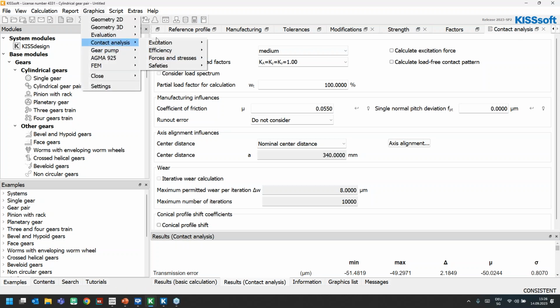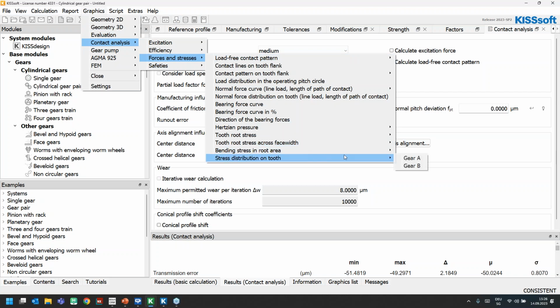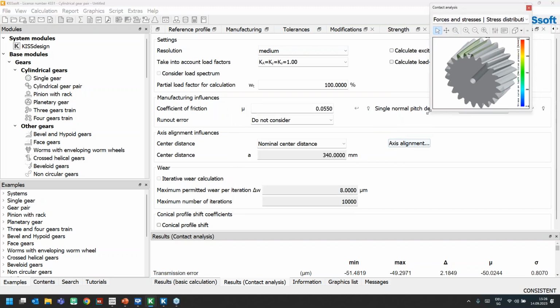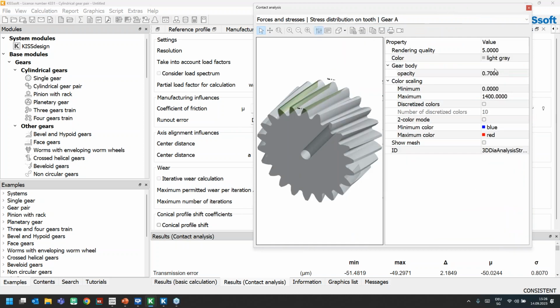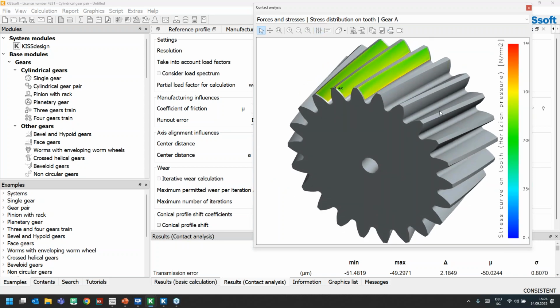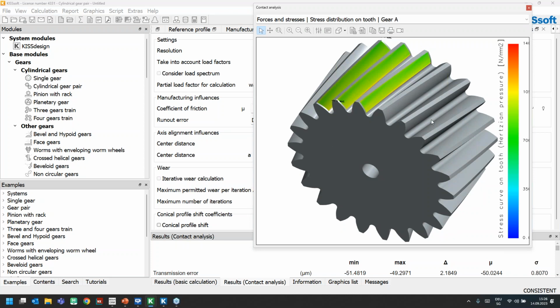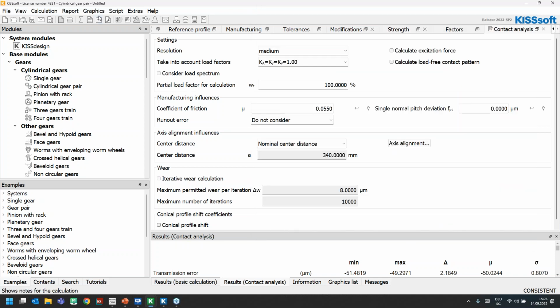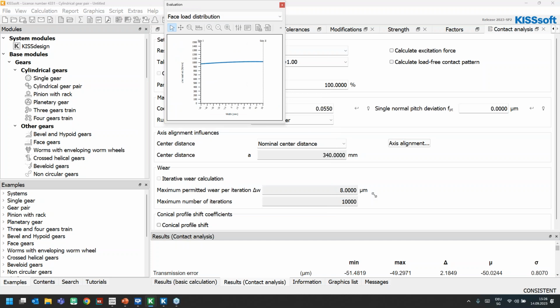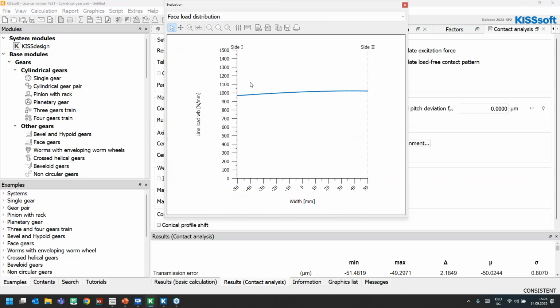So I go here to graphics, contact analysis, forces and stresses, stress distribution on the root. So now this is the optimized design. Okay, let us have a look. Let me change the opacity here to 1 so that the picture looks a little bit clearer. Okay, so we turn the gear around and we can see that now the face load distribution is acceptable. It's looking pretty good. On the other hand, we can have a look at the graphics, evaluation, and face load distribution, and we can see it's not yet optimal, right? We can tweak it a little bit more, but it is much, much better than we had before.